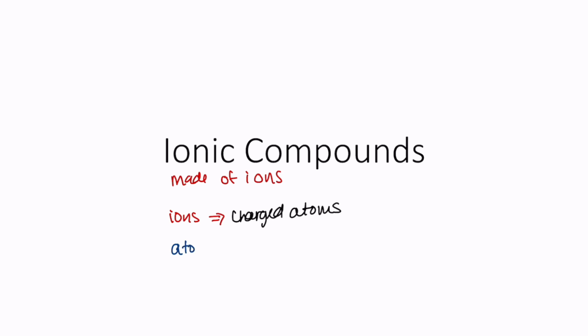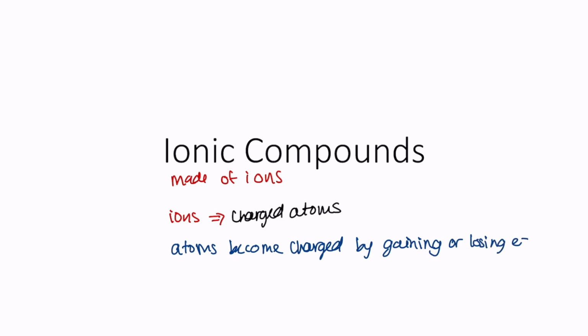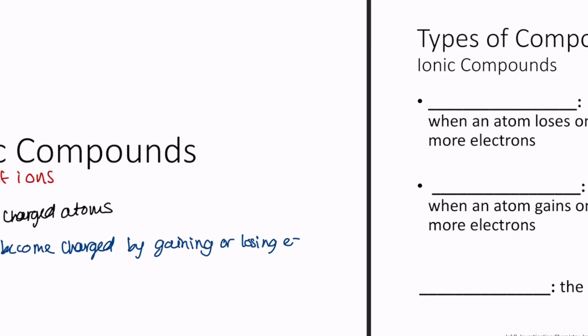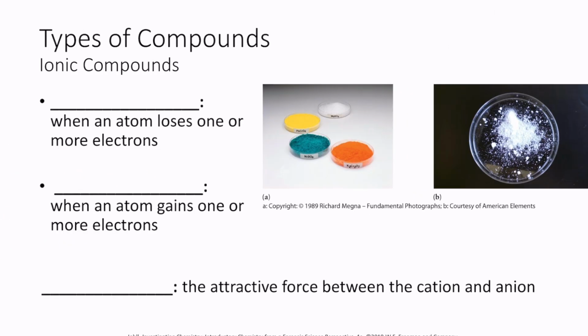So, atoms become charged by gaining or losing electrons. Let's look at this a little bit more specifically. Atoms are going to become charged when they gain or lose electrons.